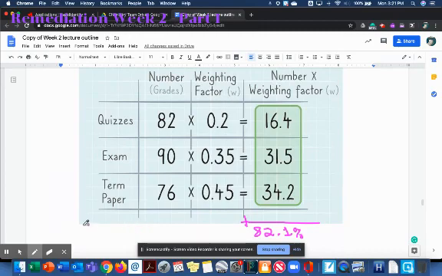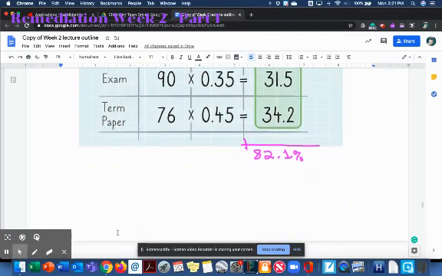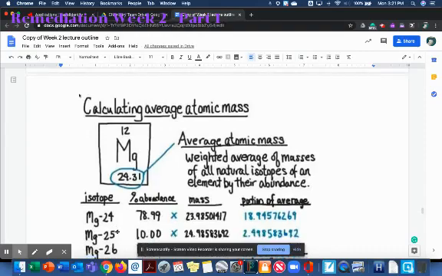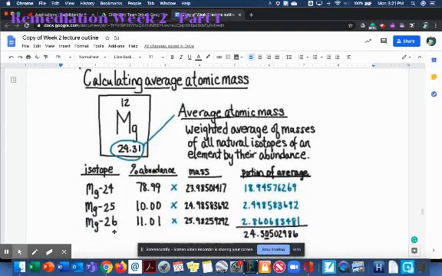Now, when we want to get the average mass for an element on the periodic table, and we want to calculate the average atomic mass, we have to do a weighted average. But it's a little bit different. Same process, it's just we call things a little bit different. In this case, instead of having an average grade, we have the mass of each isotope. So these are the masses of the 3 isotopes of magnesium to a high degree of precision. Do we need this degree of precision in our calculations? No.